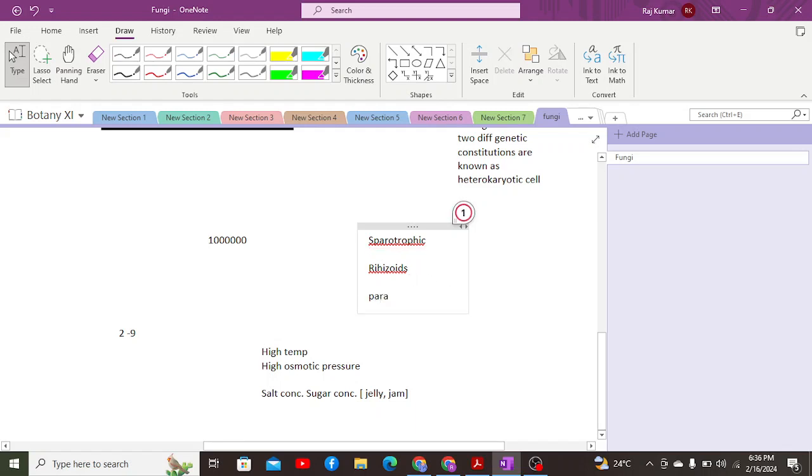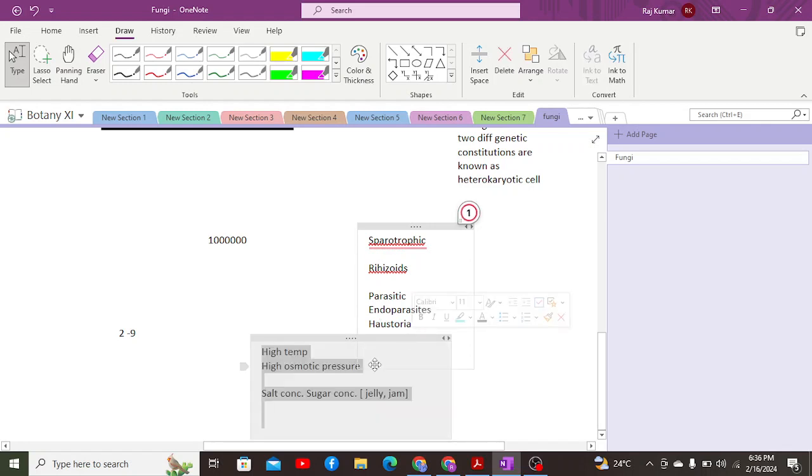After that, parasitic nutrition occurs in such a manner that they absorb food material from their host cells. These are endoparasites, and absorption can occur either intercellularly or intracellularly. The parasitic mode of nutrition occurs through the formation of haustoria.